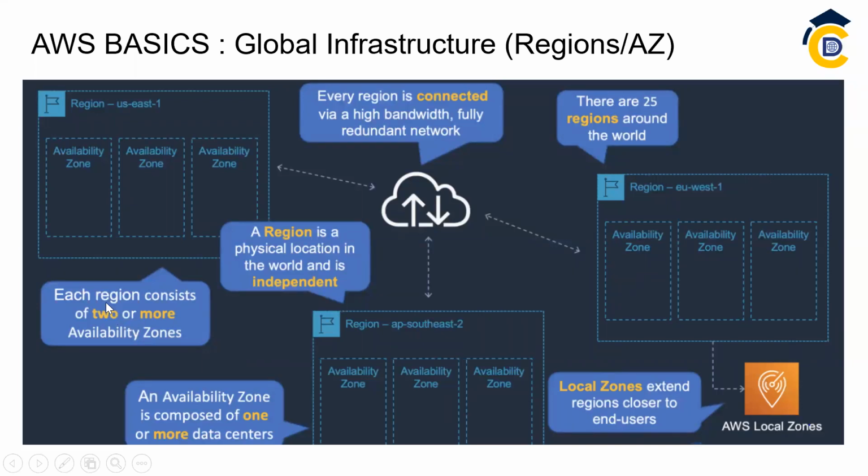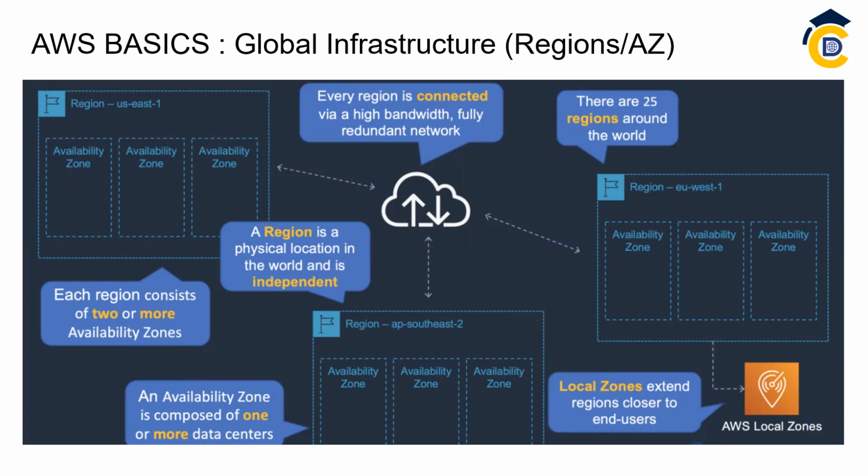See, each region consists of 2 or more availability zones. Okay, so minimum is 2. You need to have 2 availability zones per region. And what is an availability zone? It is nothing but a combination of data centers.